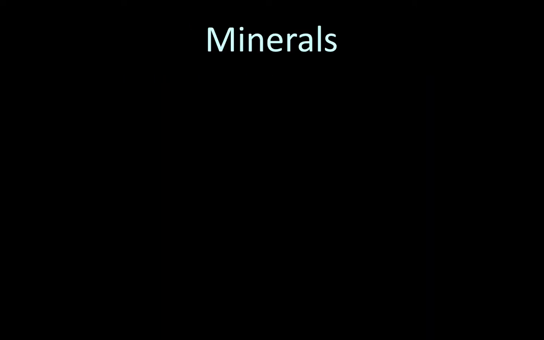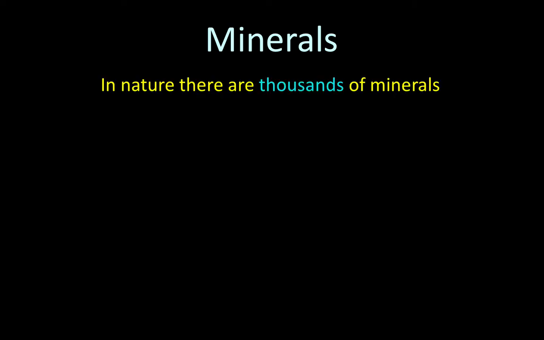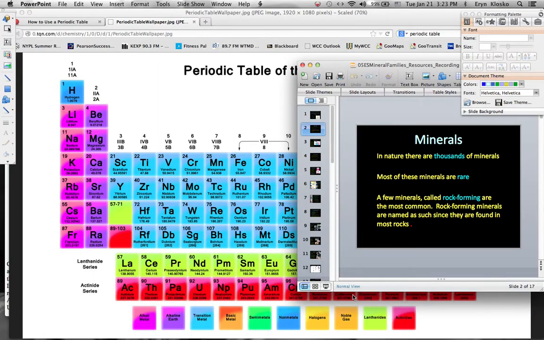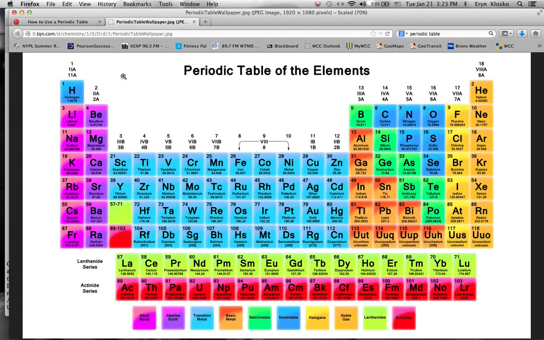Minerals, we know, and if you've ever seen a mineral guide, you'll see that there's like 4,000 minerals listed. There's 4,000 minerals known in nature. But most of these minerals are actually rare. There's a smaller group which we call rock forming, and these minerals are much more common. These minerals are actually those which we find in most rocks, and those are the ones that you'll be identifying in the lab.